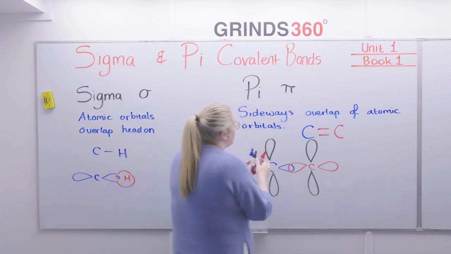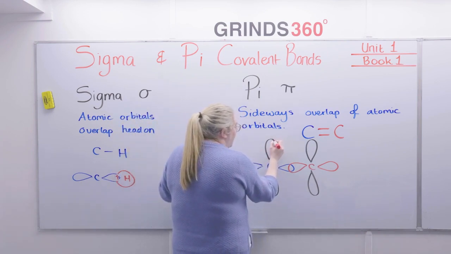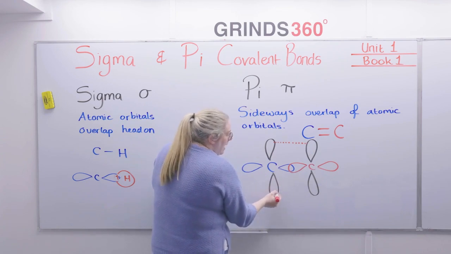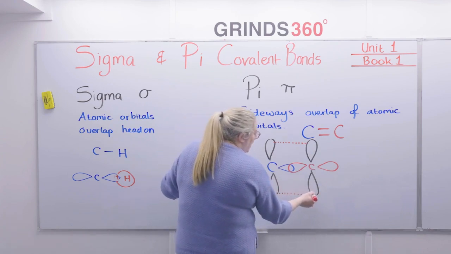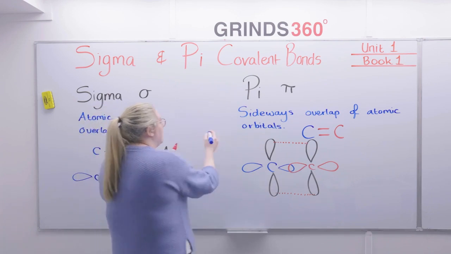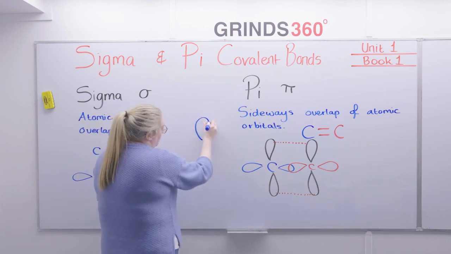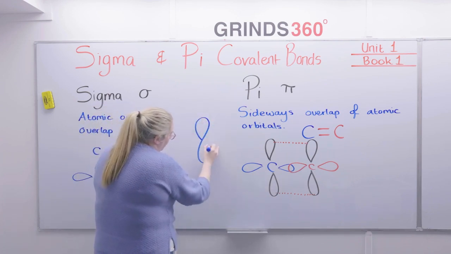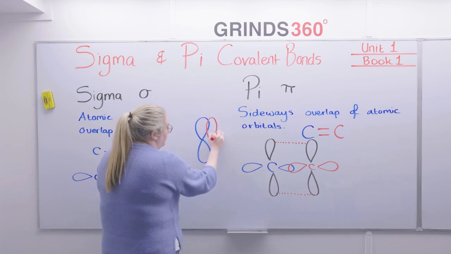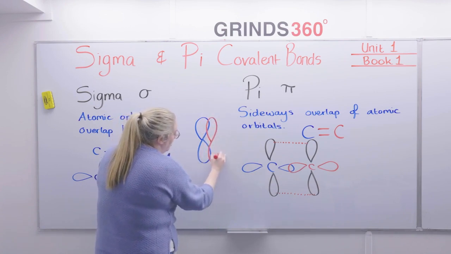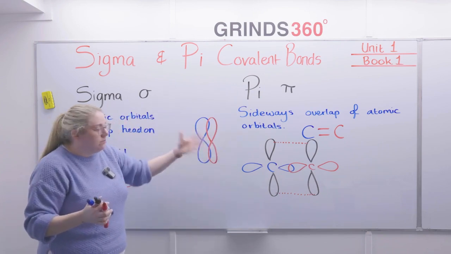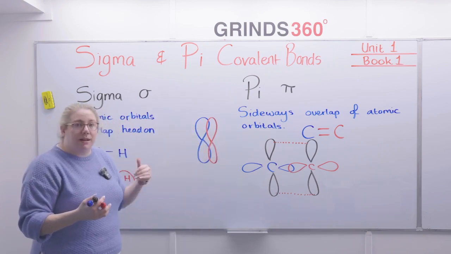So a lot of textbooks will show this as a dotted line from one sideways overlap like that, and it will also overlap here like this. Now, if I was to draw it a little bit more simply than that, there's one py, and there's another one overlapping like that. And that's showing the p orbital overlap for a pi bond.